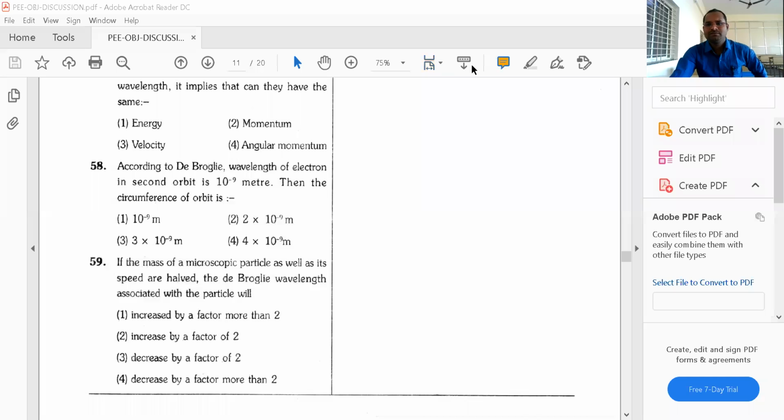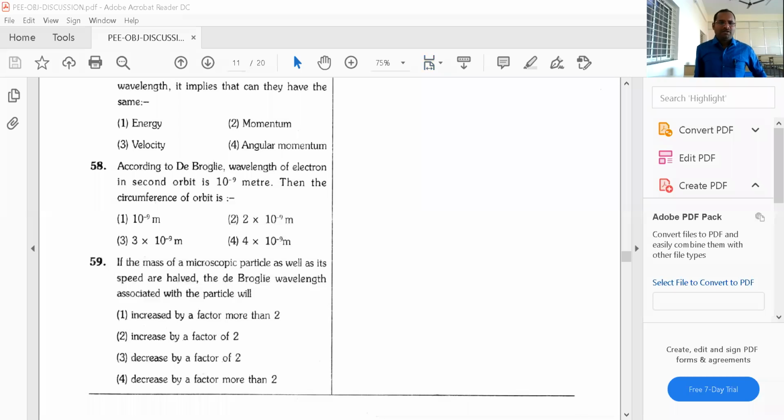So we are doing objective discussion, no? Yes. Which question is pending? I think the 59th question. The 58th is over. See question number 59, all of you. What are they given?